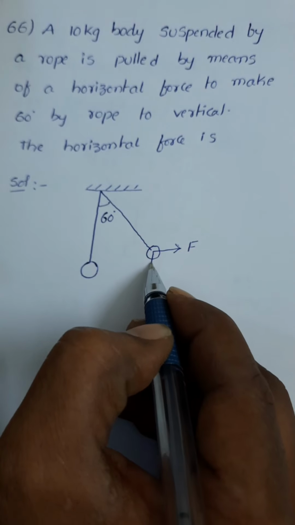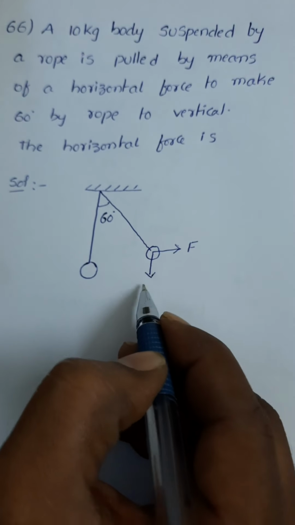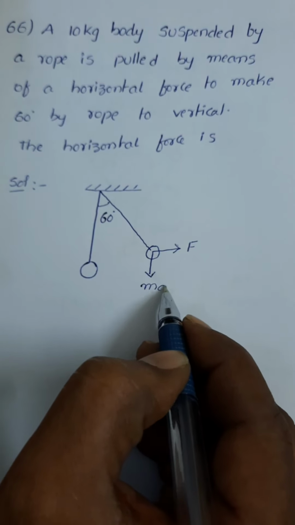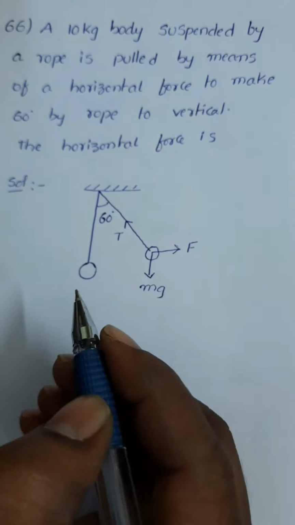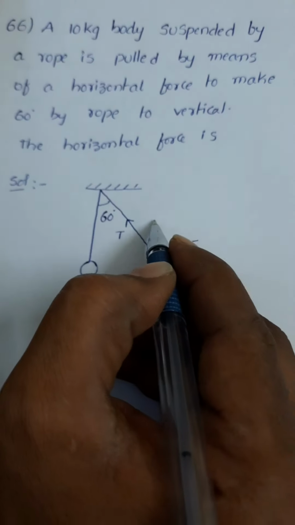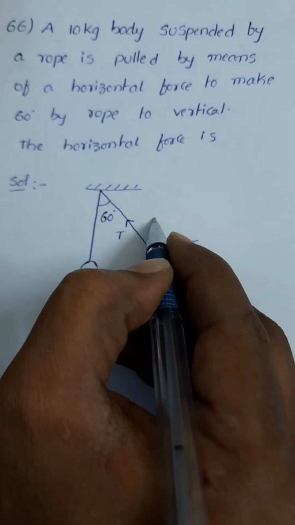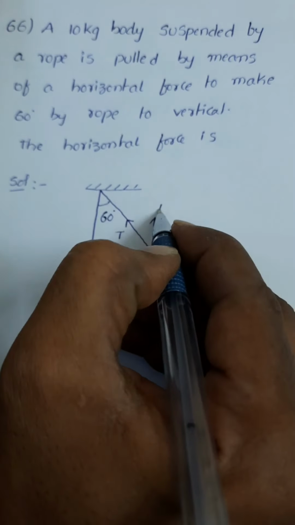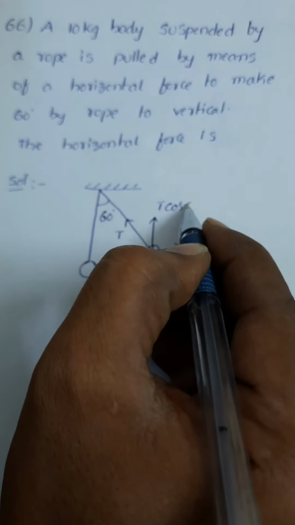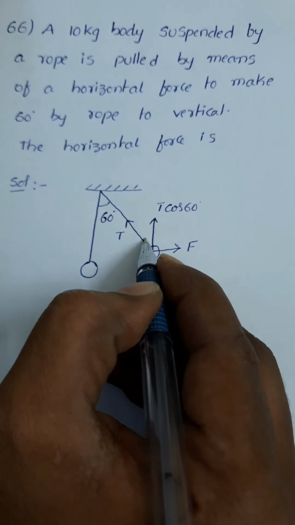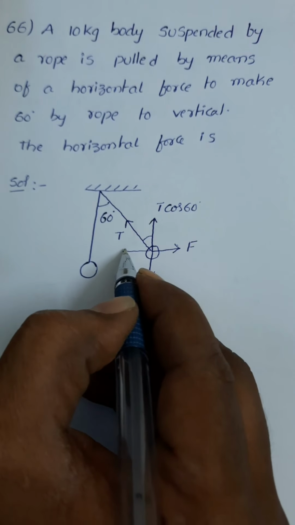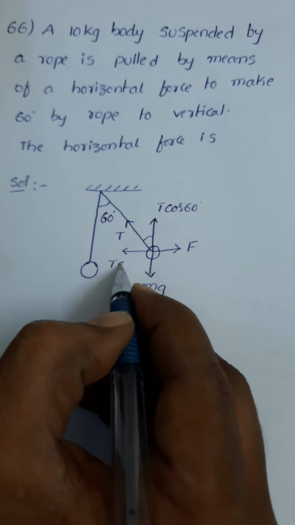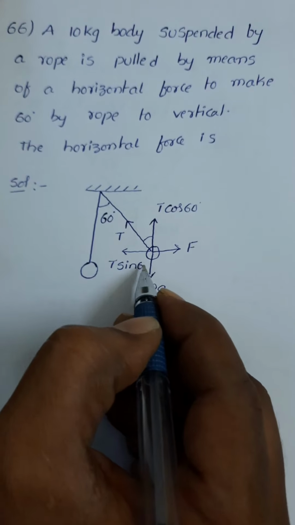In this case, the body is in equilibrium. Its weight is acting in the downward direction and the tension is acting in the upward direction. If we resolve this tension into two perpendicular components, the component along the vertical direction is T cos 60 degrees. Why? Because alternate angles are equal, so this is equal to 60. The horizontal component is equal to T sin 60.